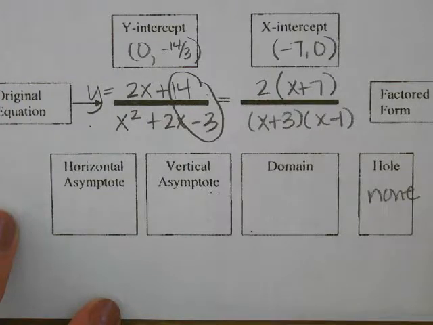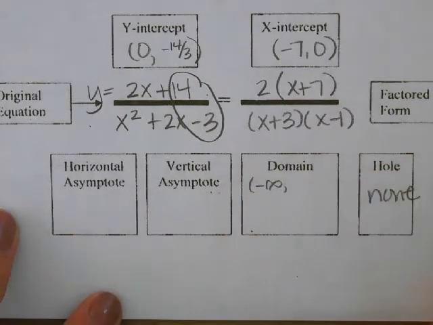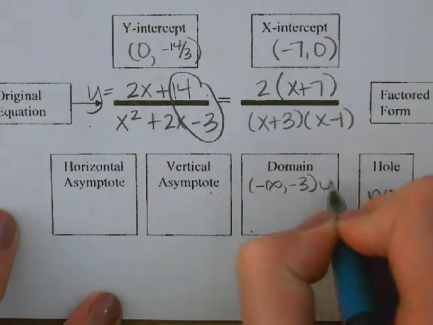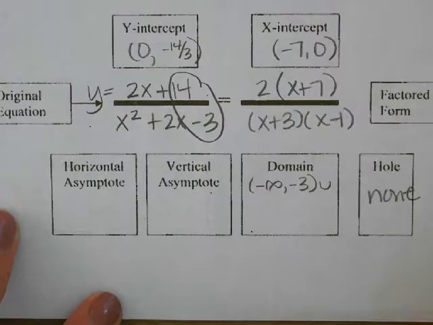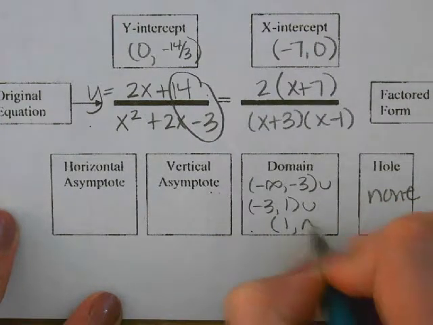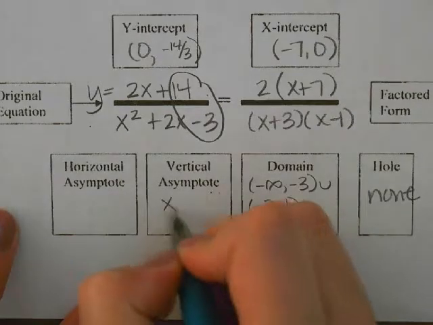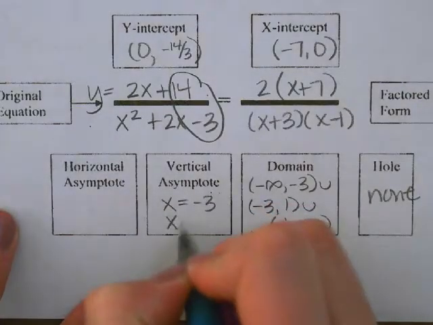Domain. We can do the domain. What values do we skip? -3 and +1. So negative infinity to -3, and then -3 to 1, and then 1 to beyond. Okay, to beyond. What else can we see? The vertical asymptotes are at -3 and 1. x equals -3, x equals 1.